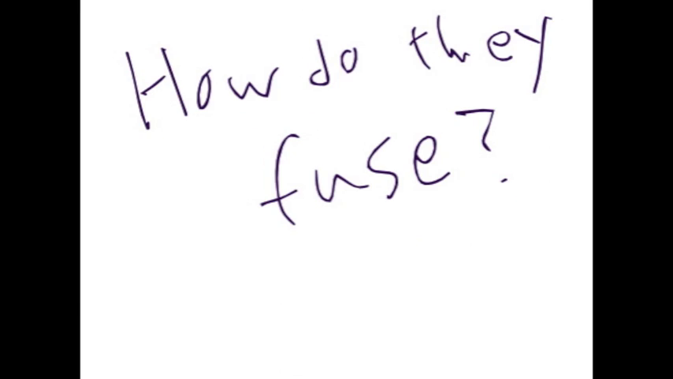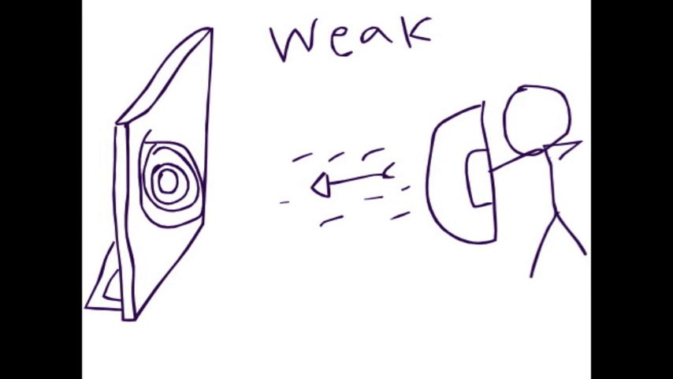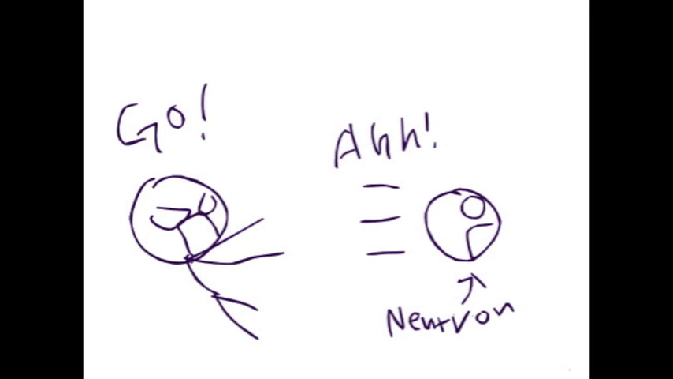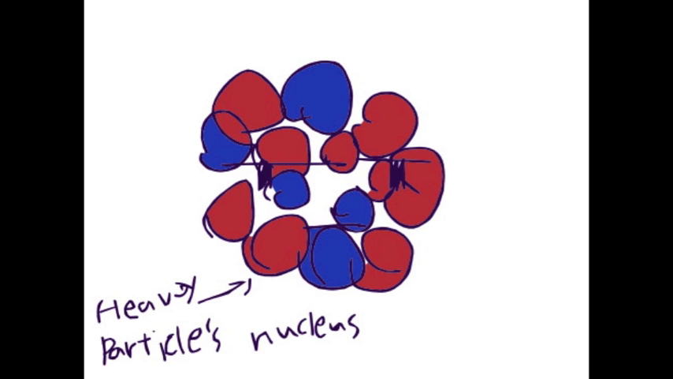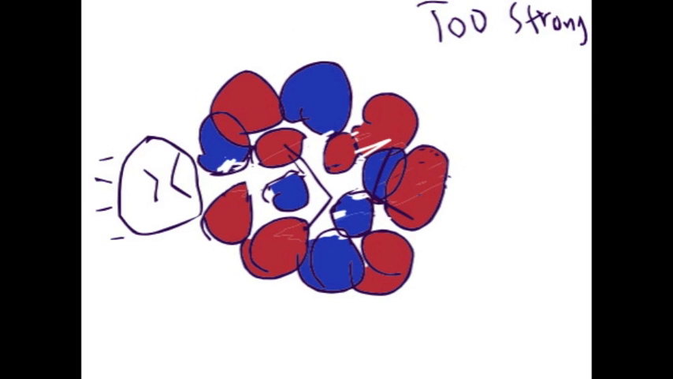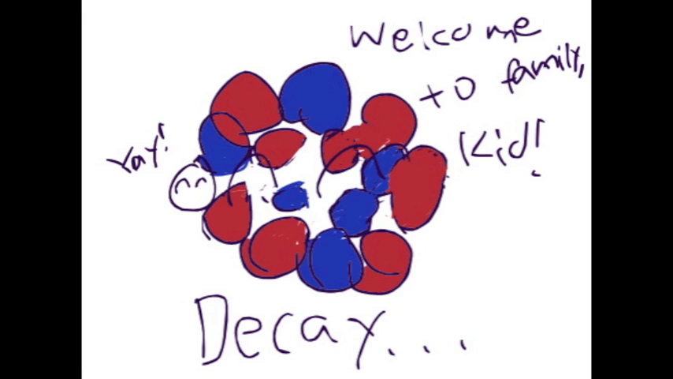Let's take the example how they are formed. For example, the person who shoots an arrow at the target strong enough, then the arrow stays. If it's too weak, then it reflects. If it's too strong, then the target might break. Same as an example, if we shoot neutron to the heavy particle's nucleus, if it bounces off, then nothing is happening. If it strikes too strong, then the nucleus breaks. However, if it strikes enough, then there we go.